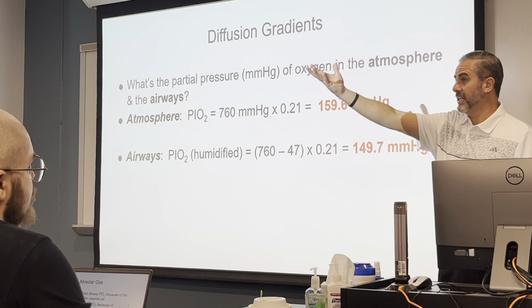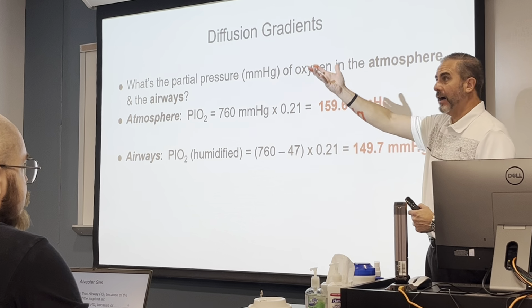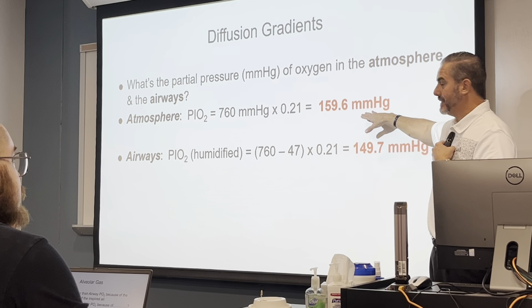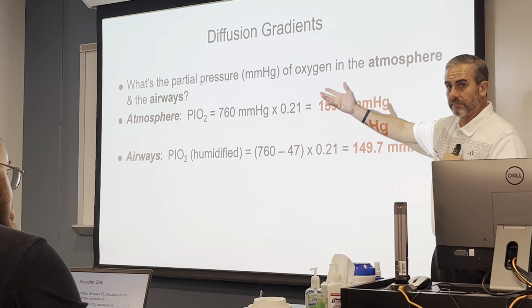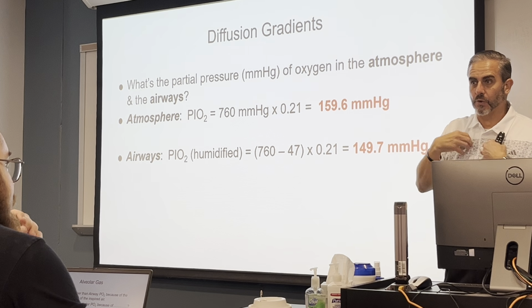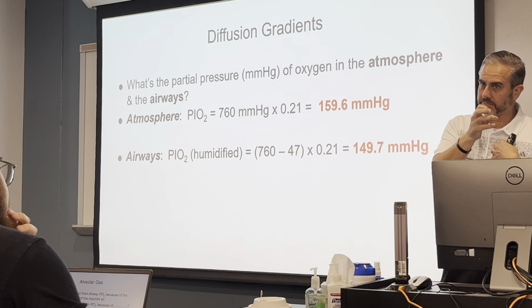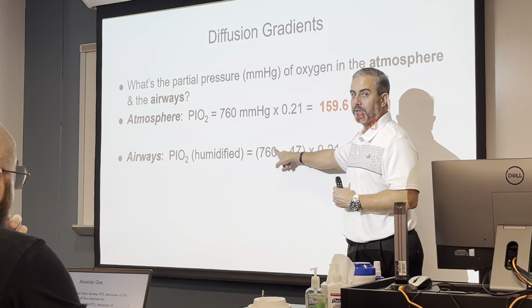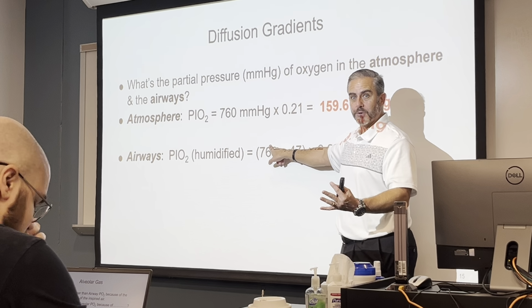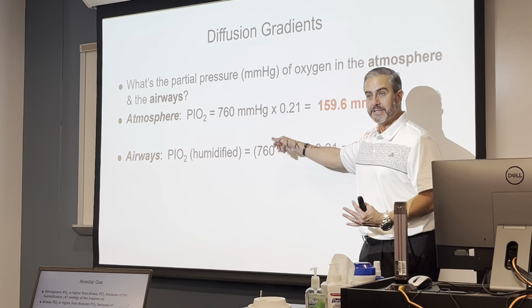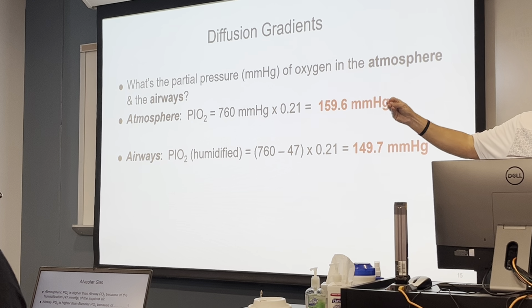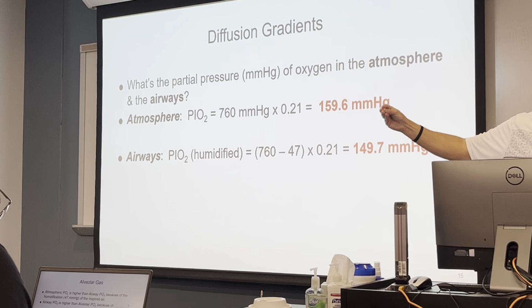If we say, okay, 160 is out here in this room, I breathe that in, that oxygen, not all 160 gets in my airways because I'm now humidifying, moisturizing, so water vapor pressure is going to take some of that spot. That's why I have to subtract water vapor pressure, 47, from the 760. That's 713. So 21% of 713 is that 150 number in our airways. Okay? We're getting to the alveolus. We're not there yet, but that's where we're heading next.